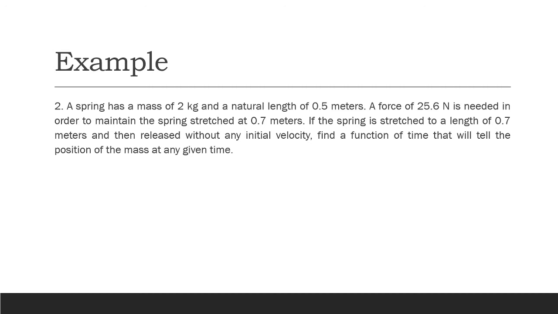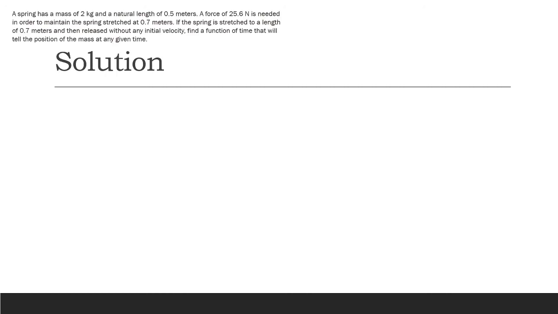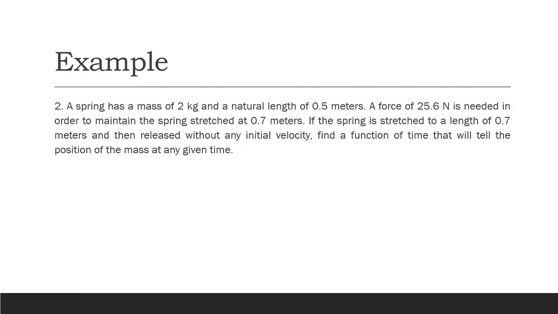Ayan, another example. So a spring daw has a mass of 2 kilograms and a natural length of 0.5 meters. A force of 25.6 newtons is needed in order to maintain the spring stretched at 0.7 meters. If the spring is stretched to a length of 0.7 meters and then released without any initial velocity, find a function of time that will tell the position of the mass at any given time. So for this one class, this is a very simple problem.